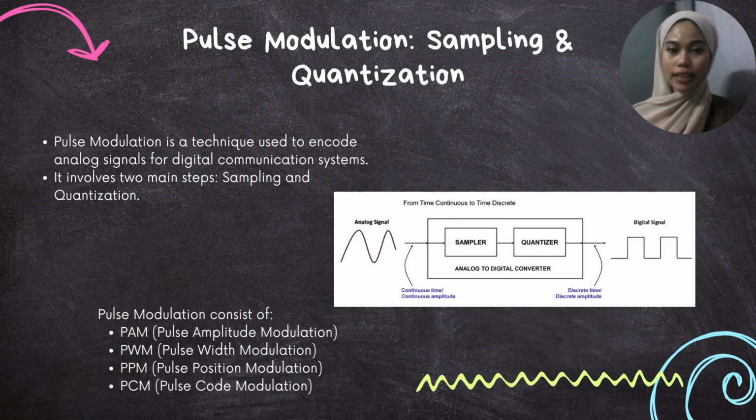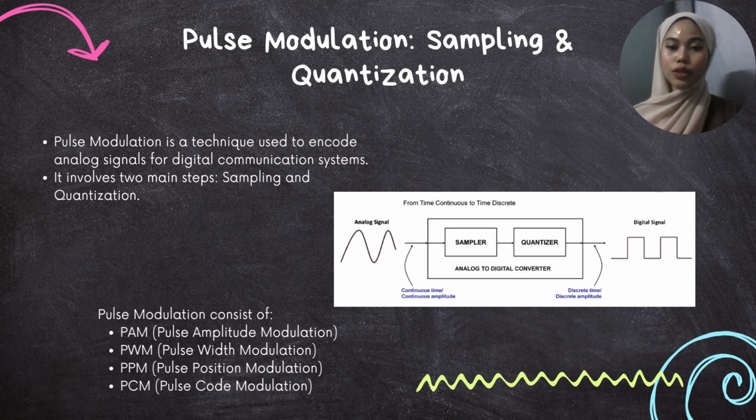Pulse modulation is a technique used to encode analog signals for digital communication systems. It involves two main steps: sampling the signal and quantizing it into discrete levels. There are four key types of pulse modulation. The first one is PAM, pulse amplitude modulation; PWM, pulse width modulation; PPM, pulse position modulation; and the last one is PCM, pulse code modulation.